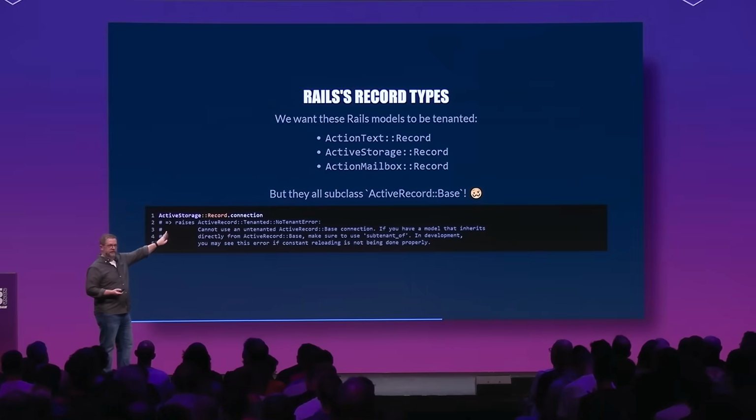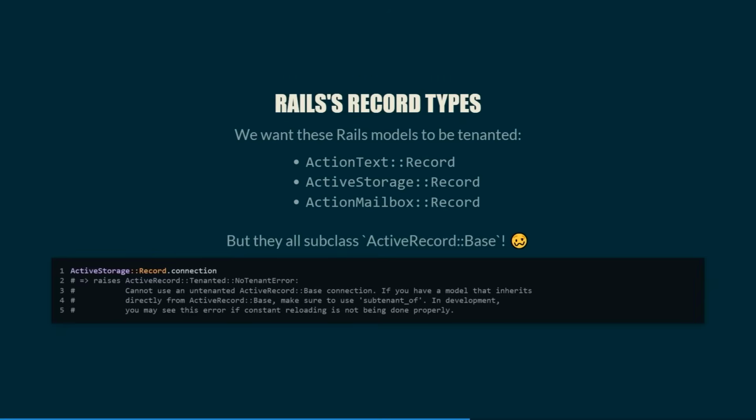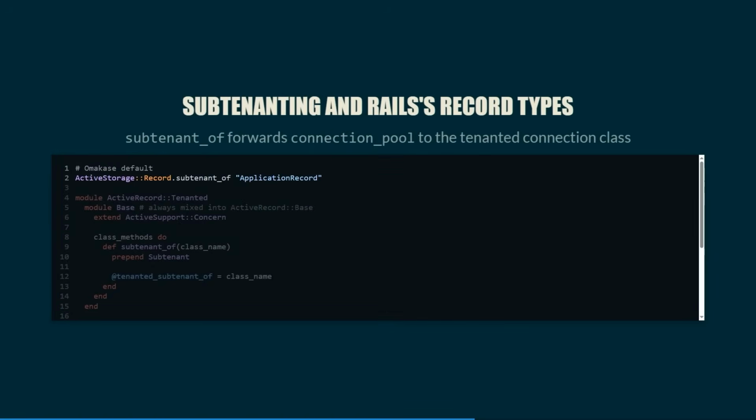But Rails makes all of these subclass ActiveRecord::Base directly. So there's no way for us to inject all of our behavior from ApplicationRecord. The exception that gets raised has a hint here. It says, make sure to use subtenant_of. Oh, interesting. Subtenanting. That sounds like exactly what you think it is. subtenant_of basically forwards the connection pool from the Rails records over to our tenanted class.